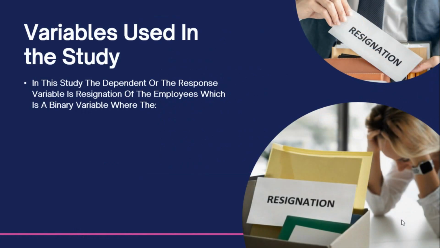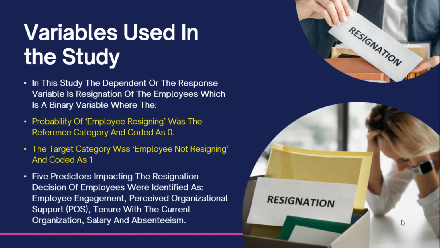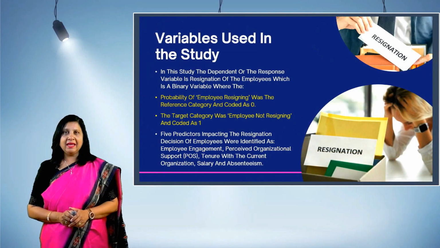In this study, the dependent or the response variable is resignation of the employees, which is a binary variable where the probability of employee resigning is the reference category and coded as 0. The target category is employee not resigning and coded as 1. Five predictors impacting the resignation decision of the employees were identified as employee engagement, perceived organizational support (POS), tenure with the current organization, salary, and absenteeism.